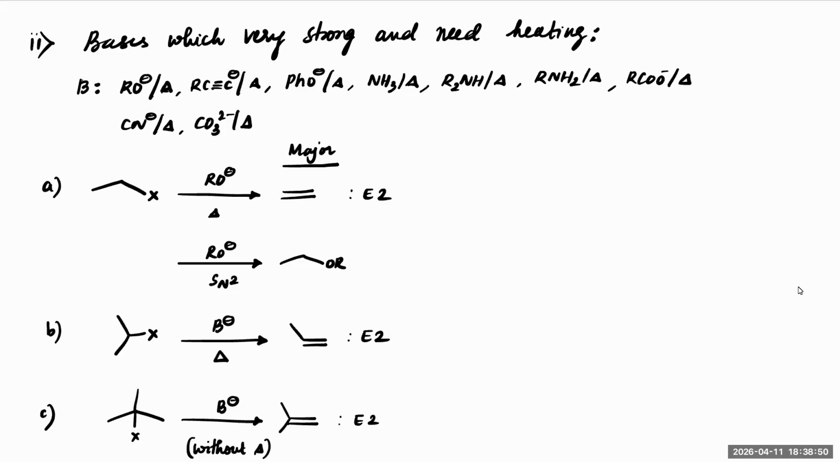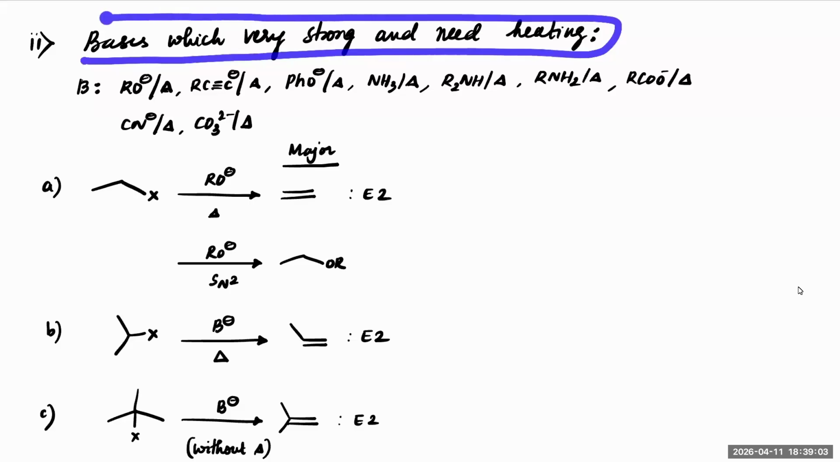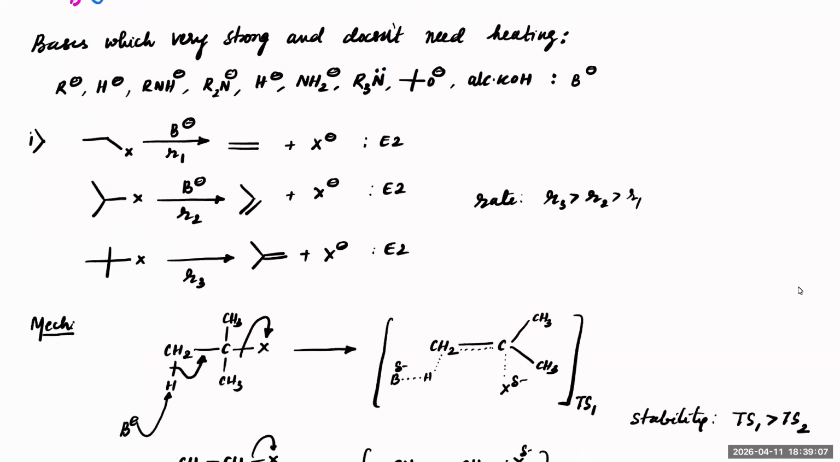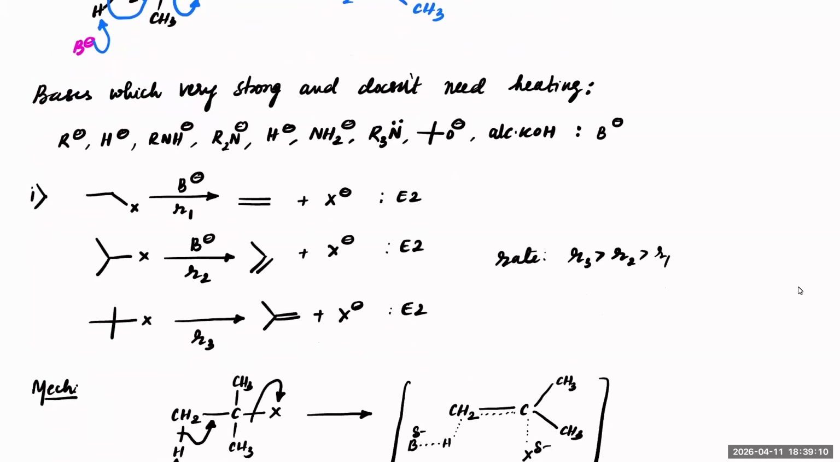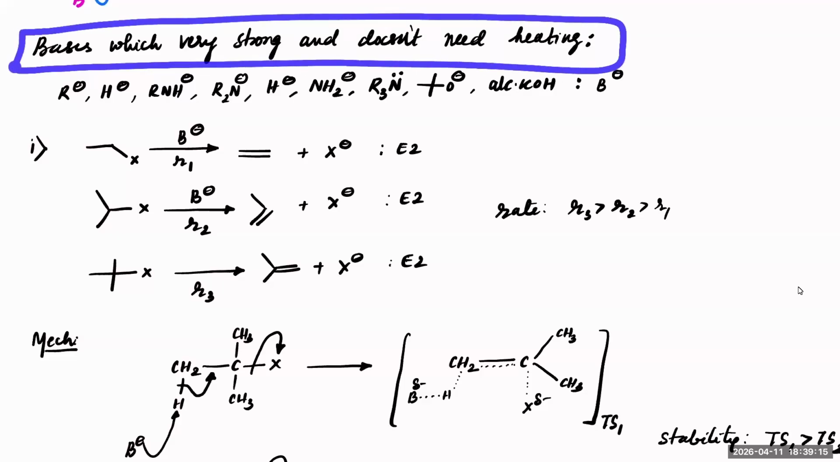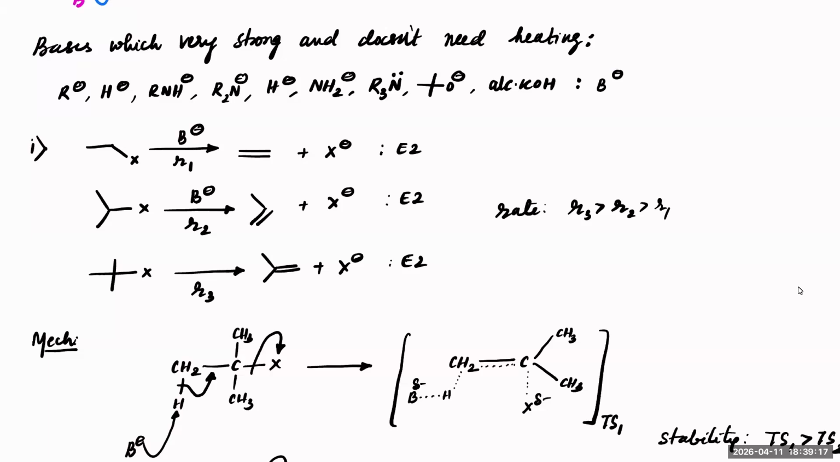To ensure whether we are making an elimination or substitution, and that too via SN1 or SN2, we need to realize what kind of bases are required: which require some heat and which do not require heat. Please check it out. The first case: these are the bases which are very strong and do not require heating, and they will always favor the E2 mechanism. You can see these are all going to favor E2 mechanism here.